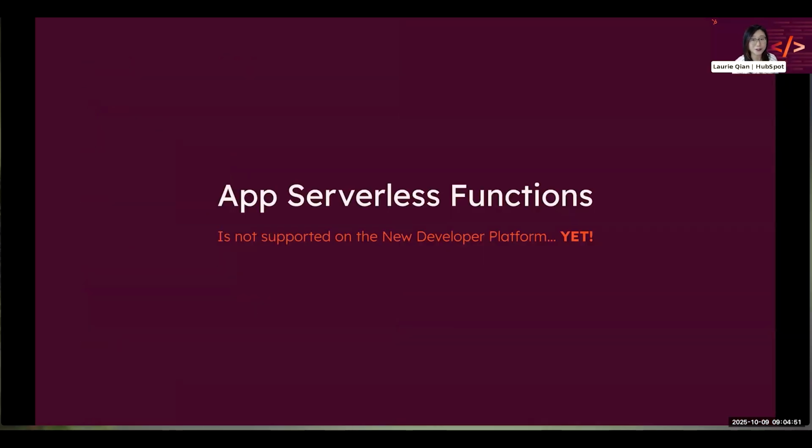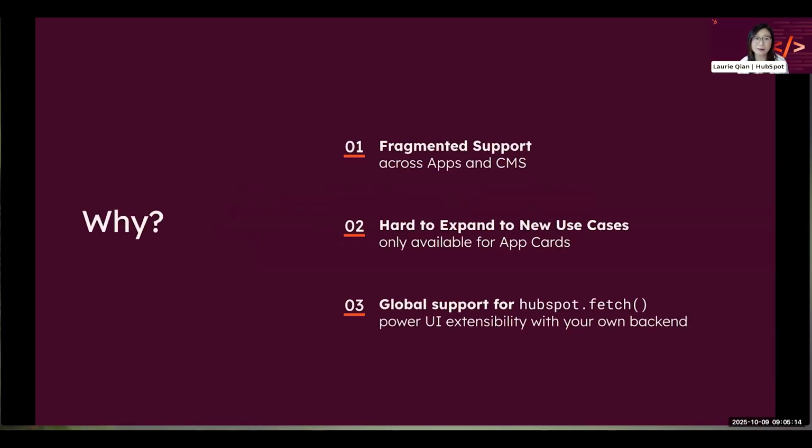Earlier, I mentioned HubSpot Functions as a feature in planning, and I want to take a moment to expand on it. A couple years ago, we released into public beta app serverless functions to power app cards in private apps available to enterprise customers. While they'll continue to work, app serverless functions are not yet supported on the new developer platform. And here's why. First, they have fragmented support. They only work for private apps with UI extensions on enterprise tiers. Second, they're hard to expand to new use cases.